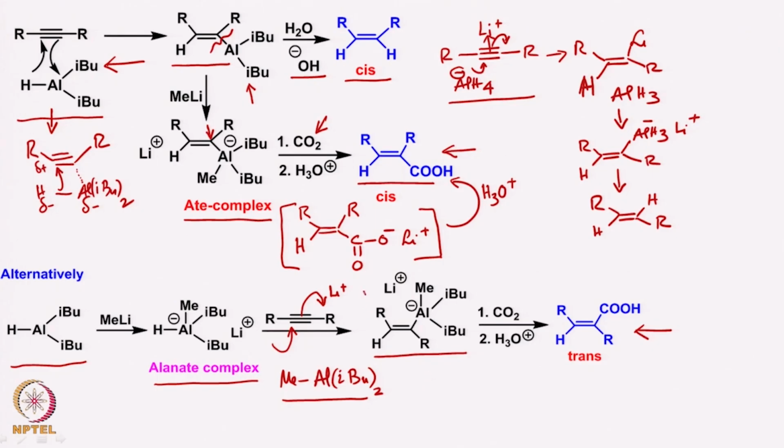Now here we can see the R group here and the R group here are already trans oriented, and when such a species reacts with the carbon dioxide as an electrophile, eventually it leads to the trans alpha beta unsaturated acids. So, this is one of the very interesting aspects of the dibal based chemistry, which can allow transformation of an alkyne to a cis or a trans olefin, depending on what one wants.